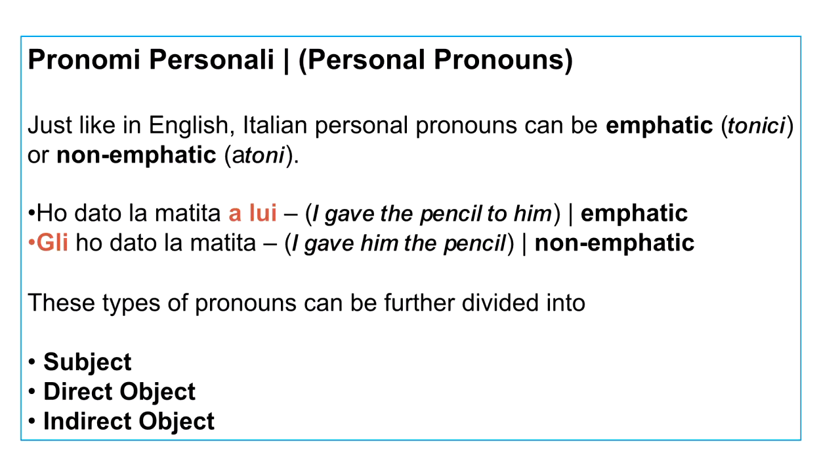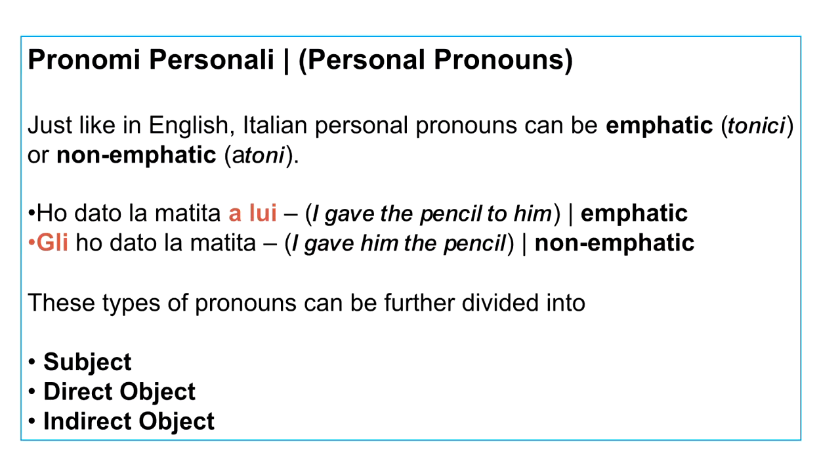Another way of constructing the sentence is a non-emphatic way, by saying, for example, I gave him the pencil. You see, you hear the difference? I gave the pencil to him, or I gave him the pencil. So in this case, the non-emphatic uses a different pronoun, which is gli. Gli ho dato la matita. Okay?